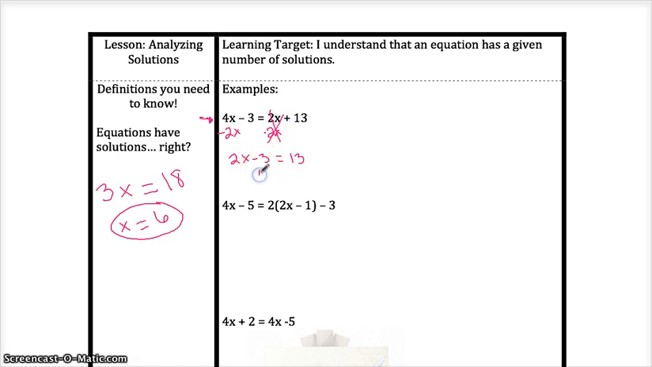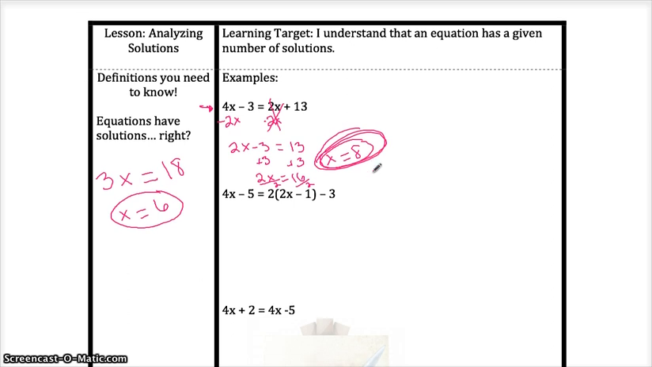And then I'm going to add 3 to both sides, and I get 2x equals 16. Now I can solve that. Divide both sides by 2, and x is going to equal 8. Alright, so if I were to ask you how many solutions this equation has, what would you say? It's not a trick question. You would just say 1. There's only one solution, and it's x equals 8.